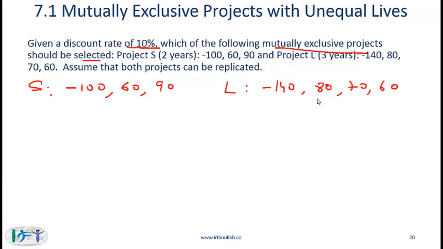So before I go into solving this, I want you to think about it for a moment and tell me which project you will select. The naive answer here will be that you find the NPV of S, the NPV of L, and then pick L because L has the higher NPV. But that will not be correct, because notice that these two projects have a different life. We need to bring them on the same footing, and there are two ways of doing that.